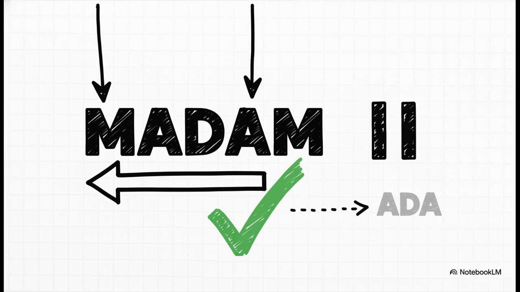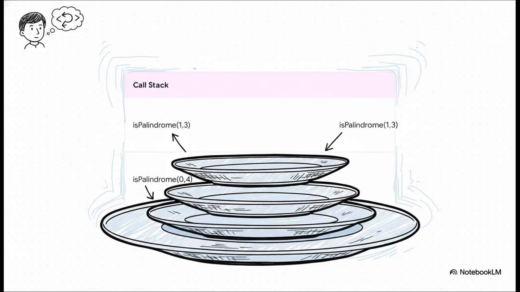Okay, let's trace it. The very first time we call our function, we give it the whole word, Madam. It checks the first and last letters, M and M. Hey, a match. Awesome. But it can't finish yet. It needs to know if the middle part, Ada, is also a palindrome. So it literally pauses its own work and makes a new call to itself. And the way the computer keeps track of this is with something called the call stack.